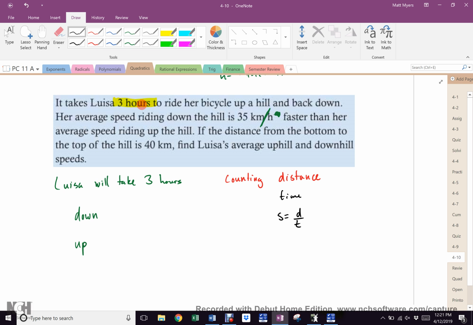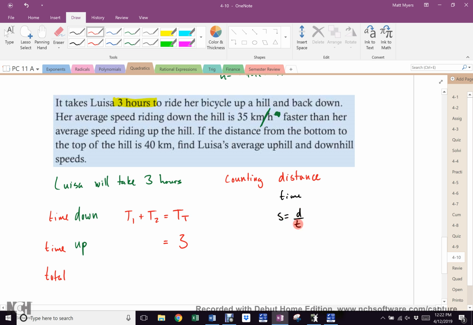So, how many different times do I need? How will I put this into math? What do I know about the time she rides downhill, the time she rides uphill, and her total? Okay, time 1 plus time 2 equals her time total. What's her total time? 3 hours. Her time downhill plus her time uphill, yes? Well, speed equals d over t, right?